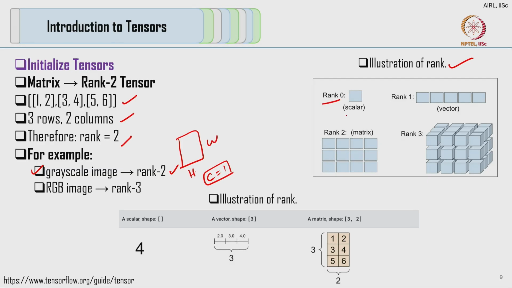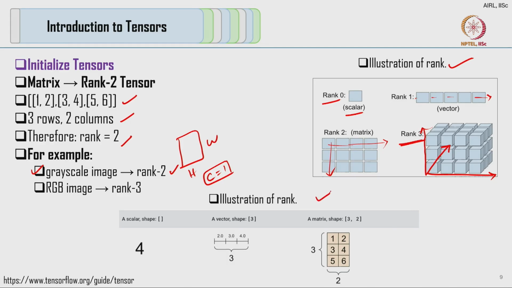Essentially, rank 0 is for a scalar. If we are dealing with rank 1, it is essentially defined using one axis. If we are looking at rank 2, it is essentially a matrix. And if we are looking at rank 3, it is essentially using 3 independent axes, which is x, y and z, right, and this is why it is rank 3. Now, this is just for visualization purpose.